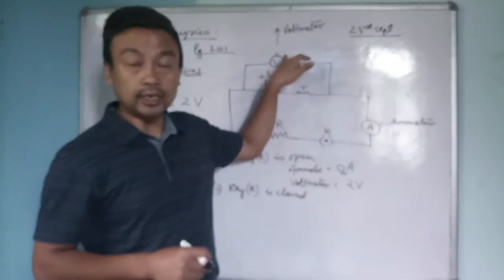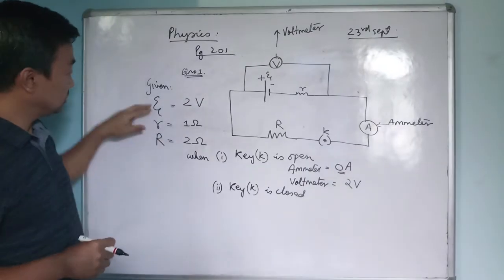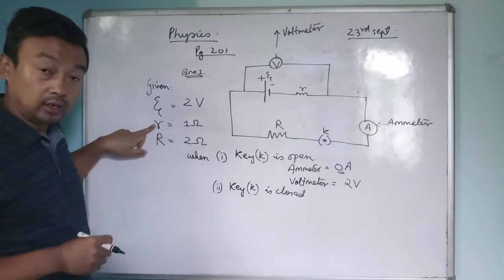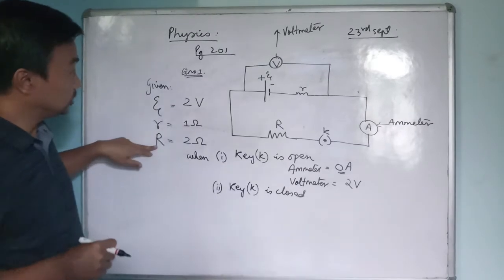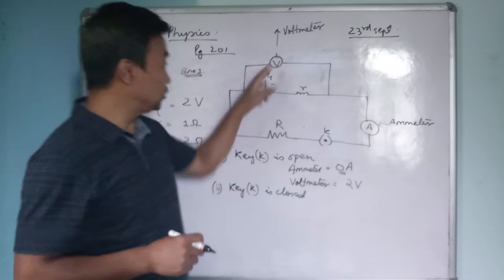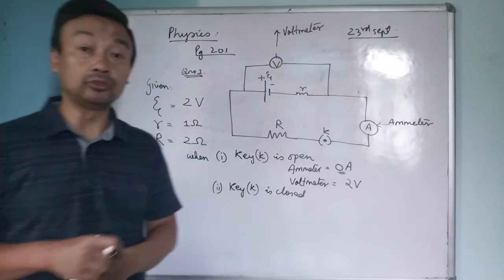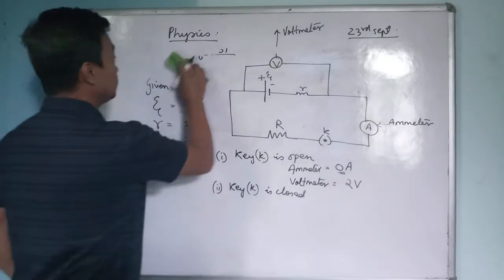Okay, so for that, what are the values given to you? Here the current is not given. Epsilon, the EMF, is given. Internal resistance is given to you, external resistance is given to you, and the terminal voltage is given to you. So now for this, you have to go back to that EMF of a cell, and there was a relation which you have learned. So that relation will be used here.